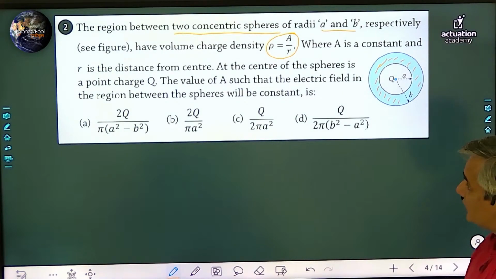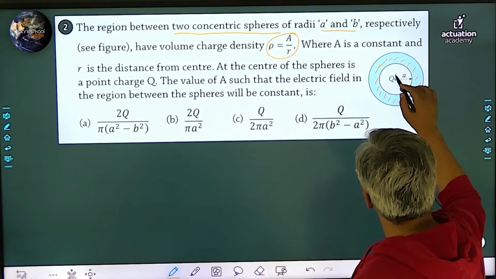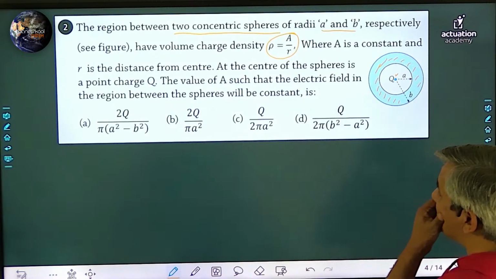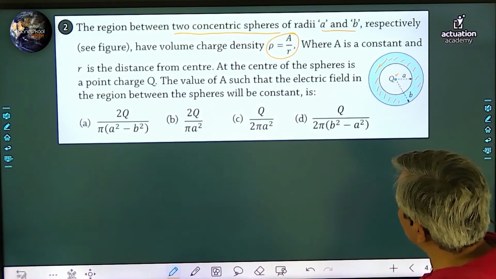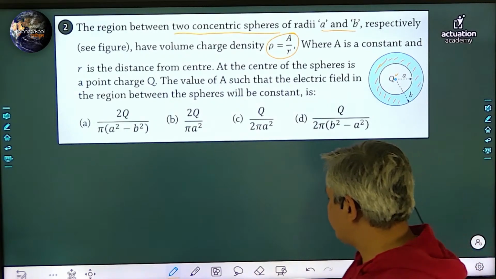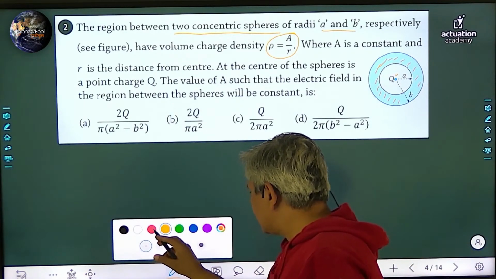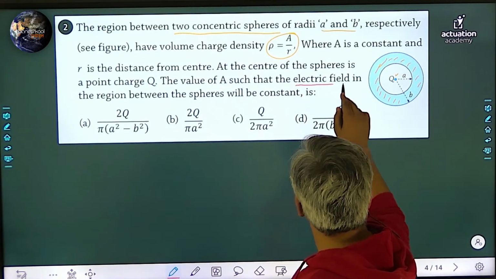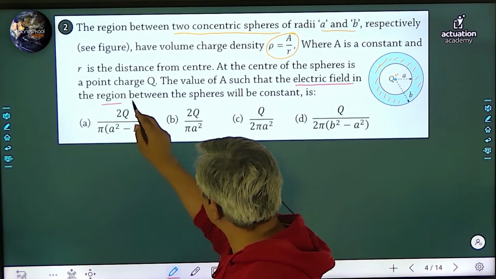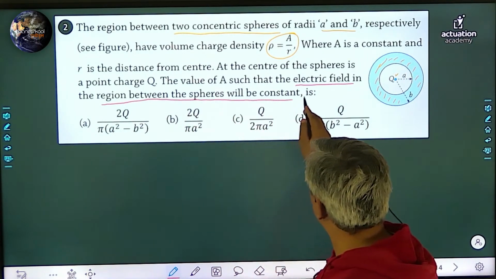At the center of this sphere is a point charge Q. So here is a point charge Q. Find the value of A such that the electric field in the region between the spheres will be constant. Okay, this is critical, that the electric field in the region between the spheres will be constant.